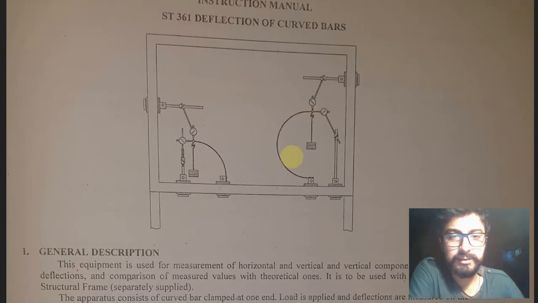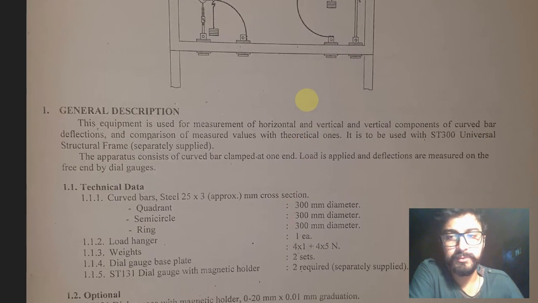So these are some of the examples. This is a quadrant bar, this is a semicircle bar with which two dial gauges are connected. One is horizontal, the other is vertical. Similarly, you can see here with the quadrant, one is horizontal, the other one is vertical, with some weights hanging down, putting some force on them.